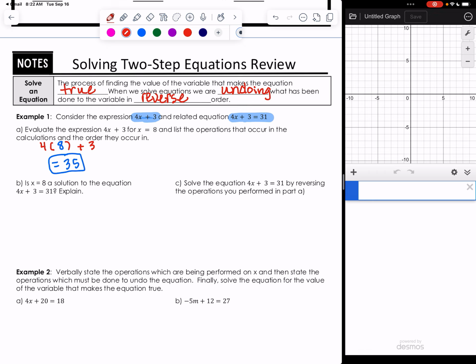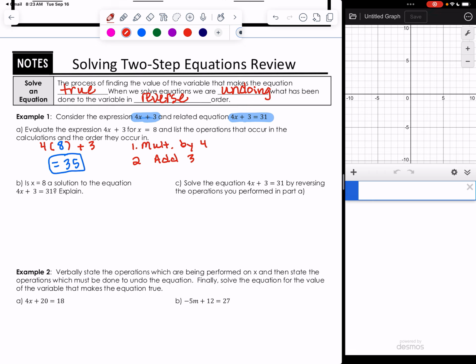Now, the second thing they wanted us to do is list the operations that occurred to the variable x. So what did we do to our x value, which was 8? Well, step 1, we multiplied it by 4. I'll just abbreviate multiply. And step 2, we added 3. So we multiplied by 4 and got 32, and then we added 3 and got 35.